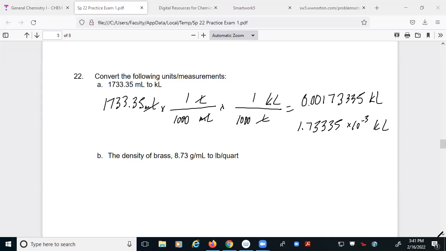Now, as far as significant figures are concerned, all of those digits are significant, so you need to include all 6 of them in your answer, because the conversions there are exact. They're defined values.